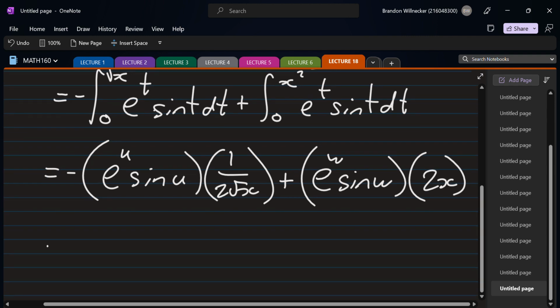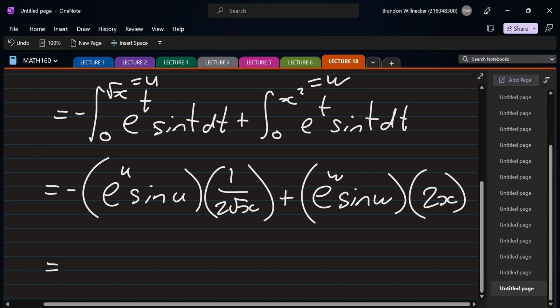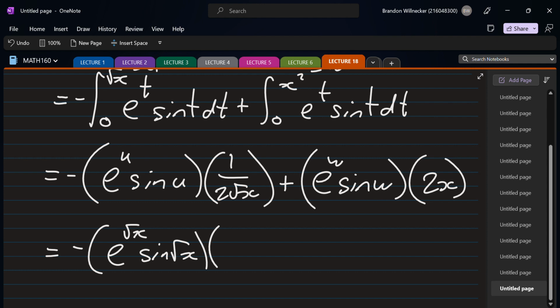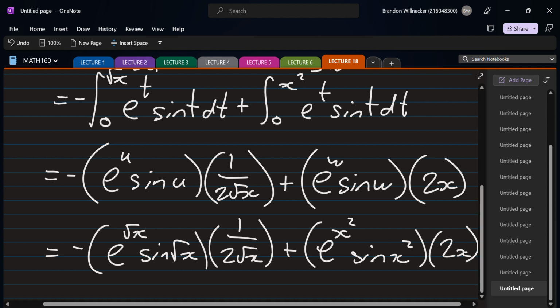Okay, now we can't leave it like this. In place of u, we're going to put that original root x. And in place of w, we're going to put that original x squared. So we keep the minus sign there. So it will be e to the root x sine root x, and this other part stays. Next one, that was x squared, so it will be e to the x squared, sine of x squared, and then the 2x stays. Okay.